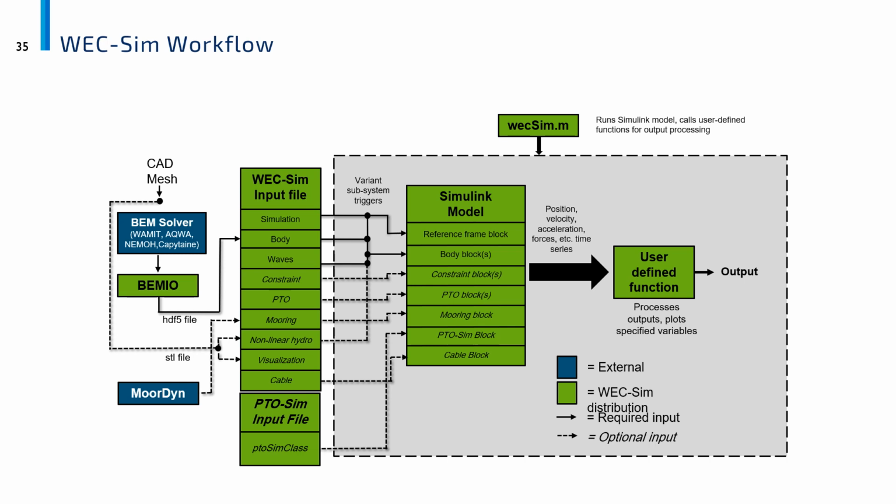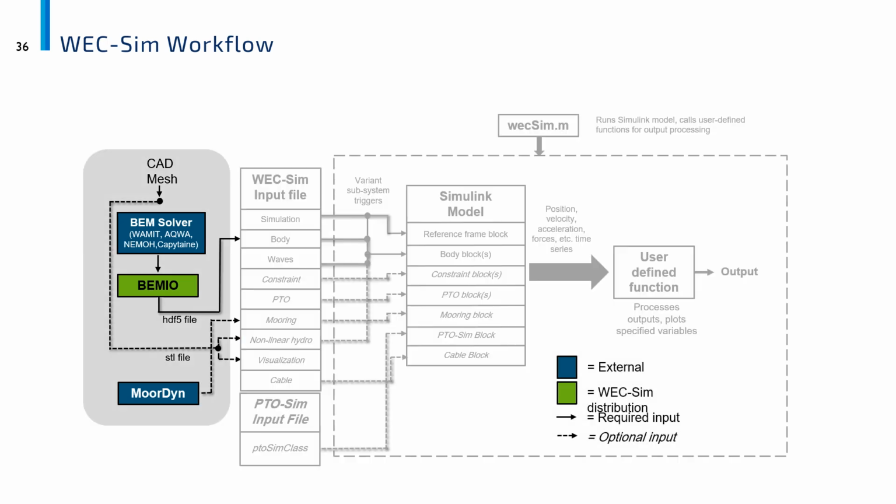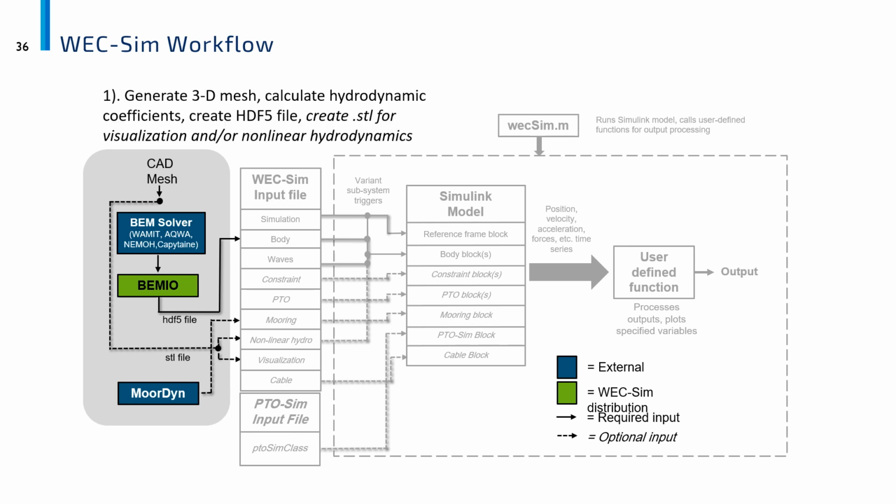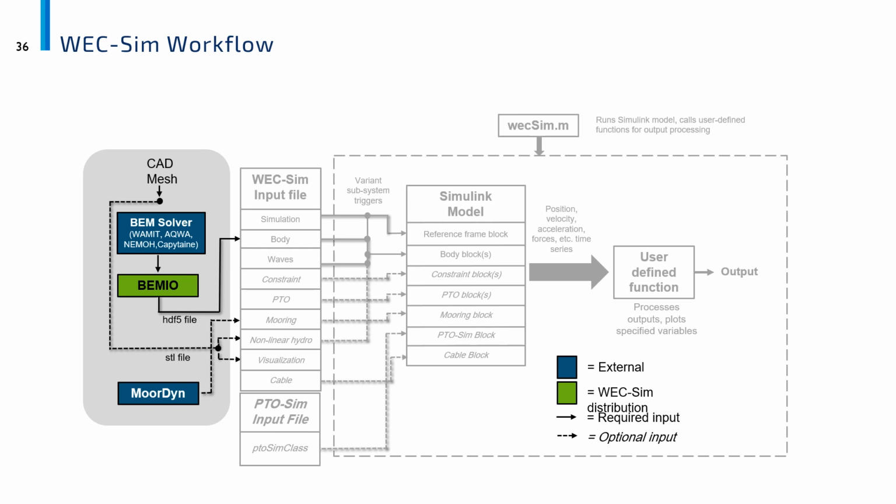This figure shows a high-level view of the WEC-Sim workflow. You can see the various Simulink objects that we discussed, the Simulink model, blue block in the middle, and the classes that are initialized in the WEC-Sim input file, the green box here in the middle. The first step any user will need to do is to generate their mesh from which they can run a boundary element method solver to get their hydrodynamic coefficients. These are the hydrodynamic coefficients contained in the H5 file that is read by the body class.